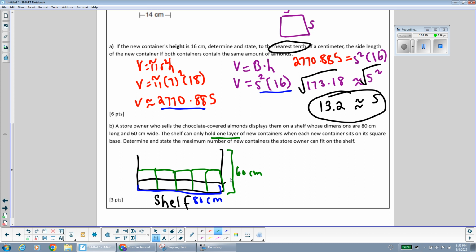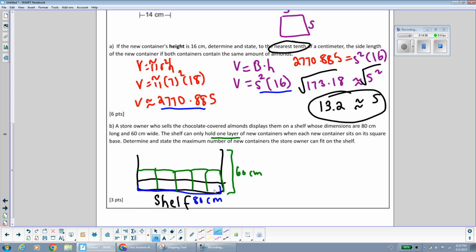It's just one layer. So what's going to be impacted here is the length and the width, because the length and the width are going to determine how many of those containers can be put on the shelf, because it can only fit however many that fit 80 centimeters the long way and however many that fit 60 centimeters widthwise.